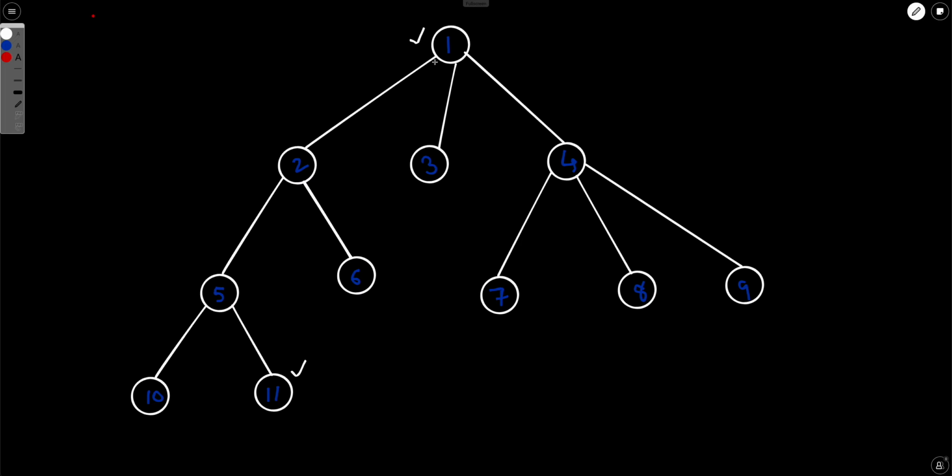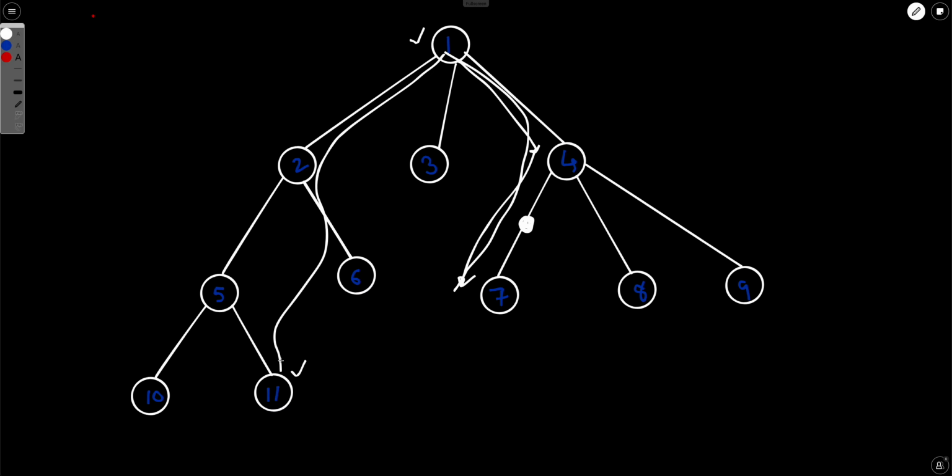Now in a tree, it is also given that one edge can be visited multiple times, right? So let's say this is the minimum value edge among all these edges. What you can always do is traverse to 4, then to 7, then traverse back to 1, and then from 1 you can traverse to 11.